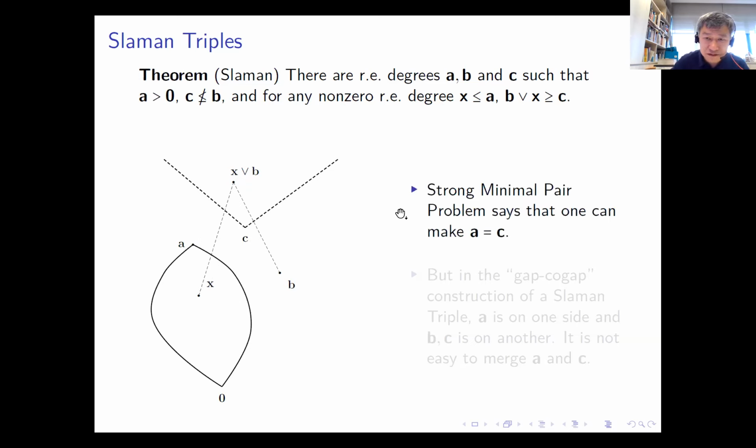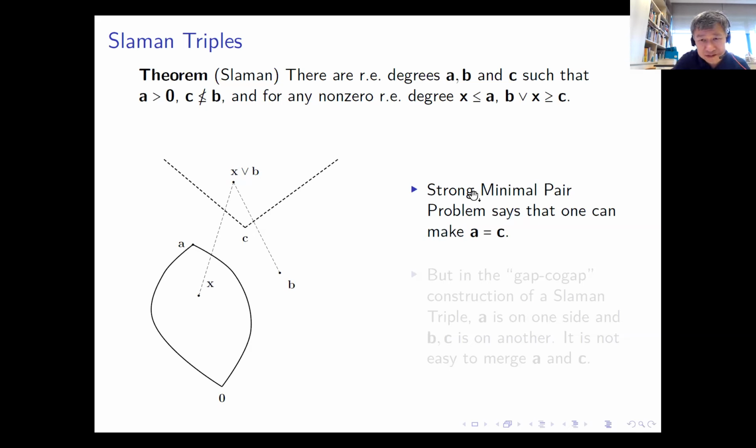Okay, so the strong minimal pair problem says one can make the A and C together, right? So strong minimal pair says A and B are a minimal pair, but for any X below A, X join B will be above A. So in other words, A and C are the same guy. So imagine you move the upper cone from the base C to base A. So that's the picture of the strong minimal pair.